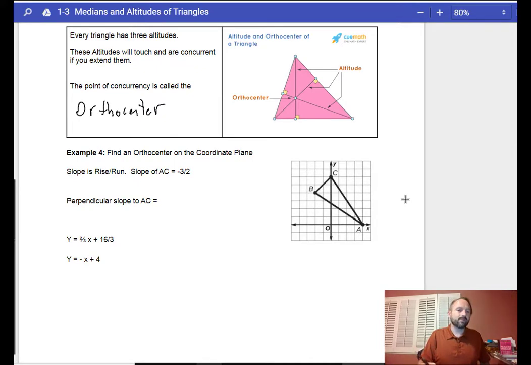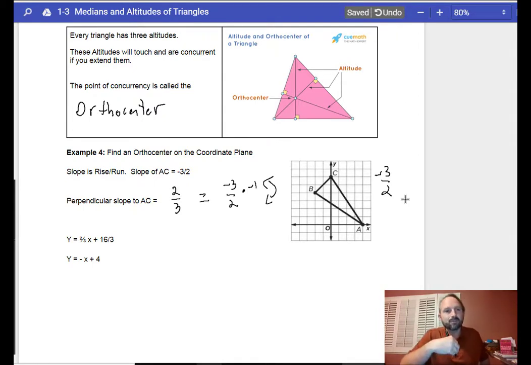So slope is rise over run. If I were to figure out what the slope of AC would be, it'd be -3 over 2. It goes down 3 over 2, down 3 over 2. So what you would have to do is find the perpendicular slope to that. You'd flip it and then multiply by -1, so it's the negative reciprocal. The negative reciprocal of that slope would be 2 over 3, because that's -3 over 2 times -1, and then you flip the fraction. The reciprocal.